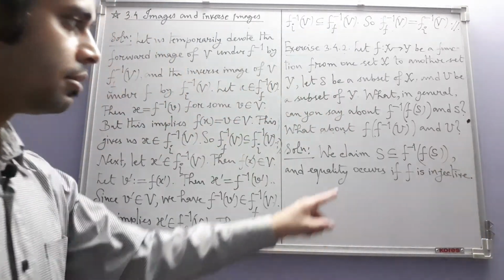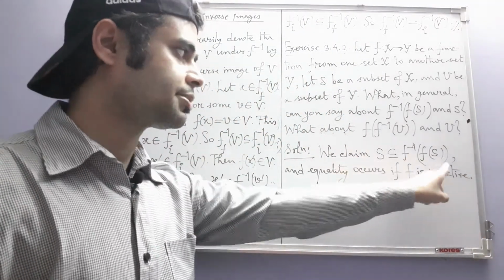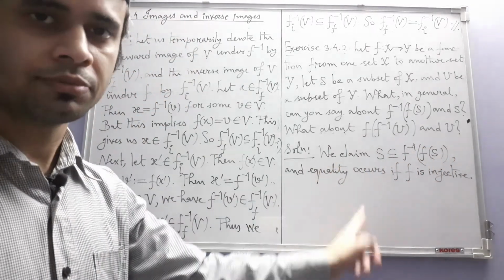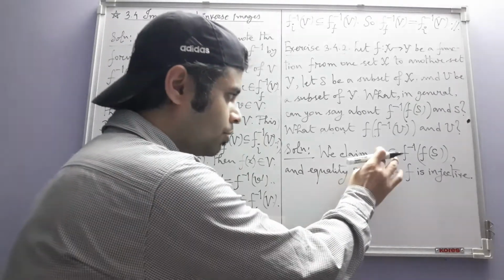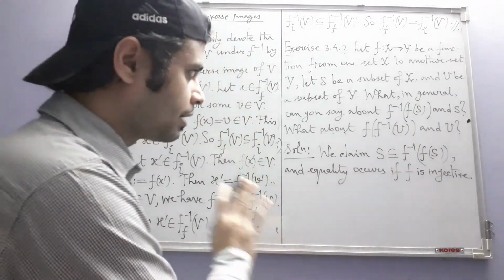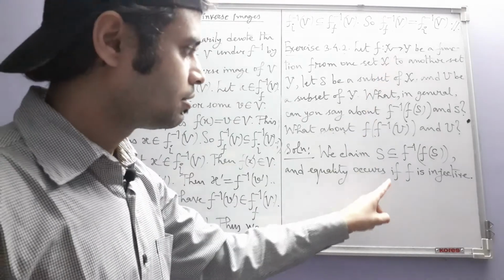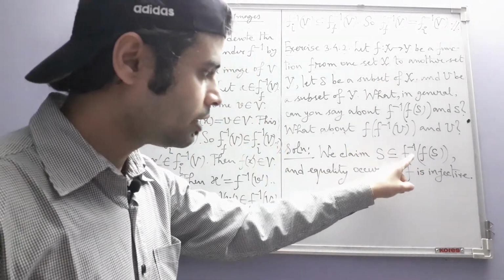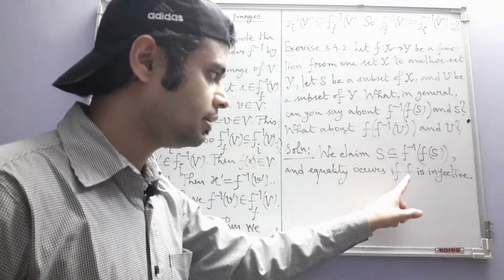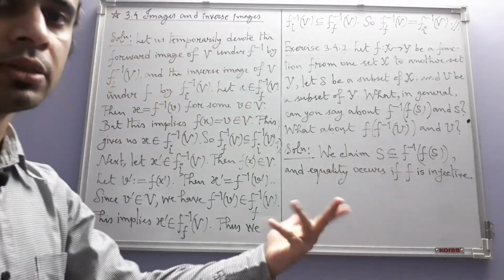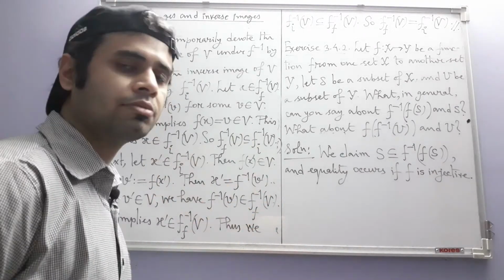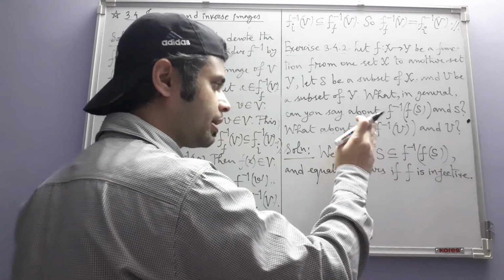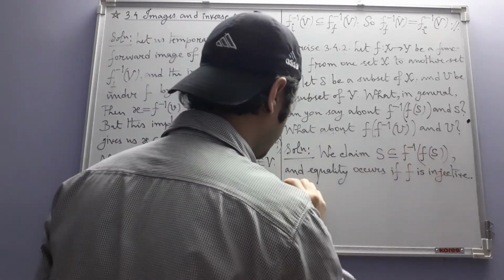That means S is always a subset of this set. If you remember in the diagram that we drew just now, both these sets are subsets of X. But now we have to prove that S is a subset of this. And in this relationship, we will have equality if f is, in particular, one-to-one or injective. This is what we have to show first. So we take any element in S and we show that that also belongs to this set.